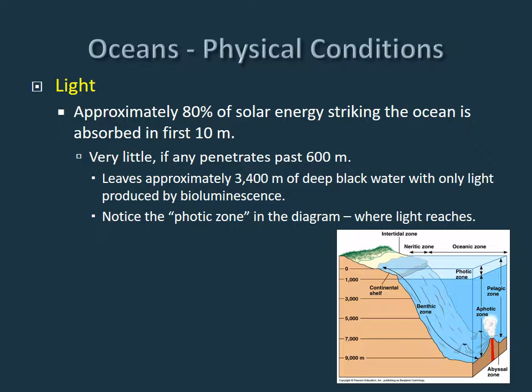Notice the photic zone in the diagram. This region right here is the term that refers to where the light reaches in the ocean. It's called the photic zone.